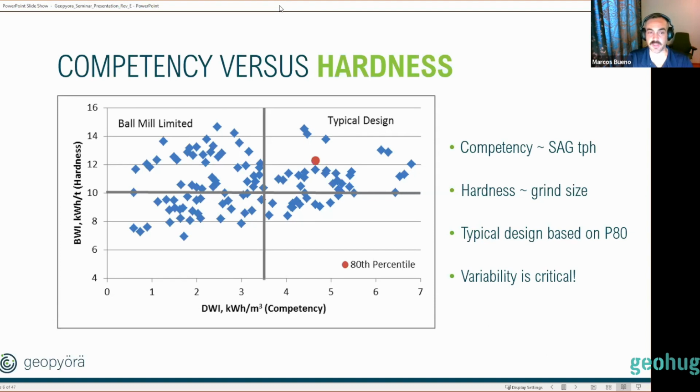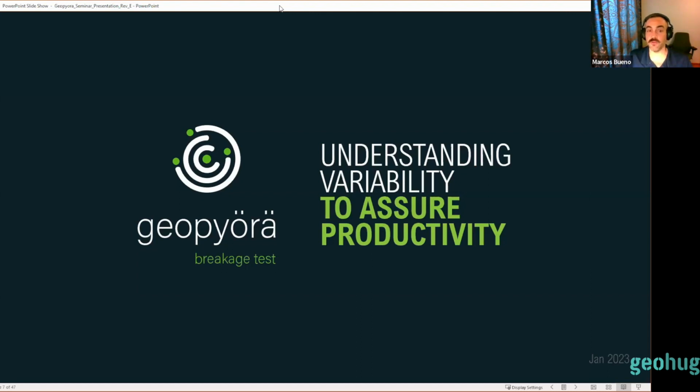And there are rocks that can be very hard to grind, meaning a high Bond work index, but they can be quite friable. On a macro scale, like in a drop weight test, breaking coarse particles, they can fragment quite easily. They have a low drop weight index, and vice versa. So we need to measure these two properties and be able to see how they vary from mineralogy to mineralogy and spatially as well in our body. And that's the whole reason why we developed the Geopyörä breakage test, to understand this variability so that we can assure productivity through the life of mine.